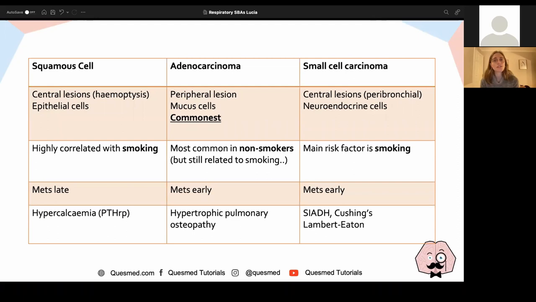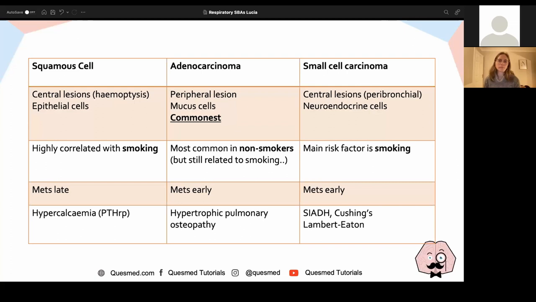Okay. Now, adenocarcinoma is the one that you all mostly remember because it is the cancer that's most common in non-smokers, but it is still very common in smokers, okay? So don't get confused with that. It is a cancer of the mucous cells, and it tends to have peripheral lesions, you know, peripheral distribution. So actually this cancer can be picked up quite late, which is very sad. And it also metastasizes quite early, so it carries a pretty poor prognosis.